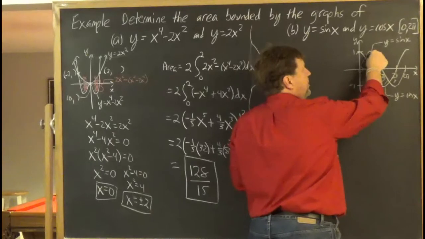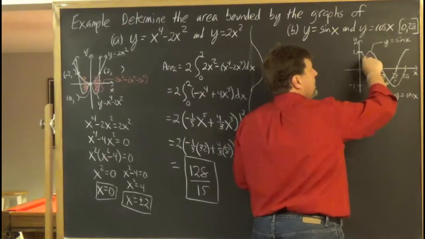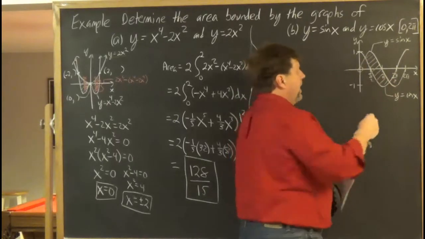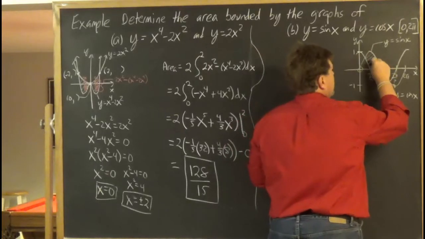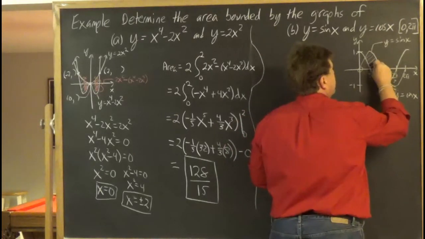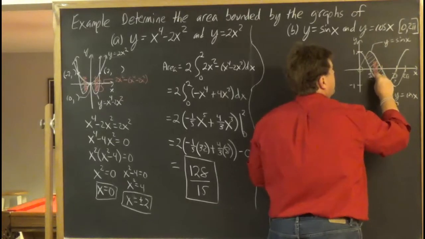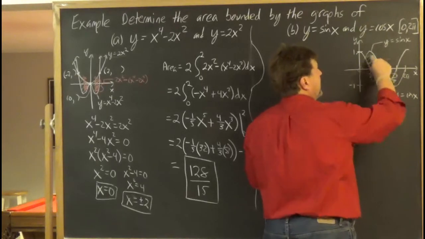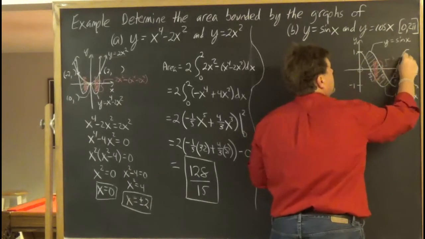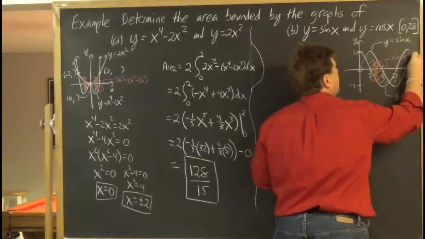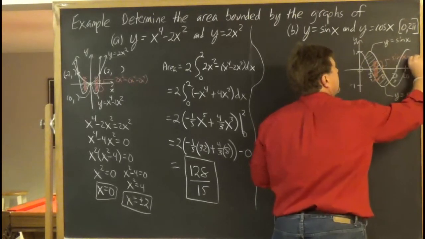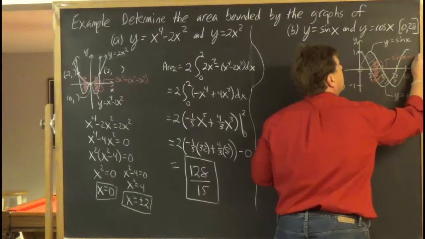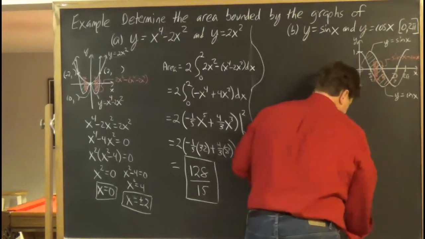Notice, no matter where I put this vertical representative rectangle, sine would always be the top curve, cosine would always be the bottom curve. So I'm just going to arbitrarily put a representative rectangle right there. The base is delta x. The height of the representative rectangle is the top curve, sine x, minus the bottom curve, cosine x.